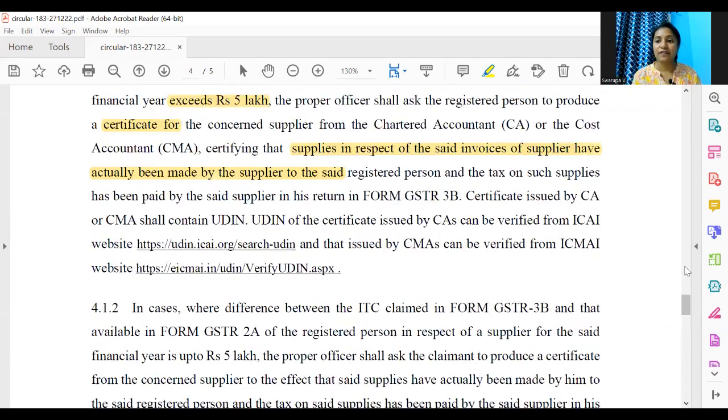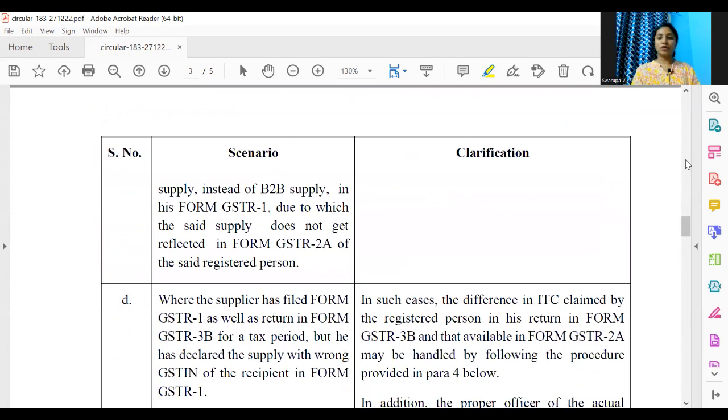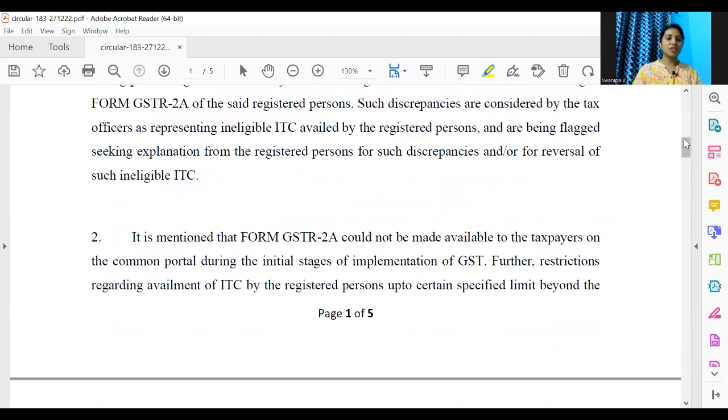Other than that, it is a very good move and there will be a lot fewer litigations because of the difference between 3B and 2A.